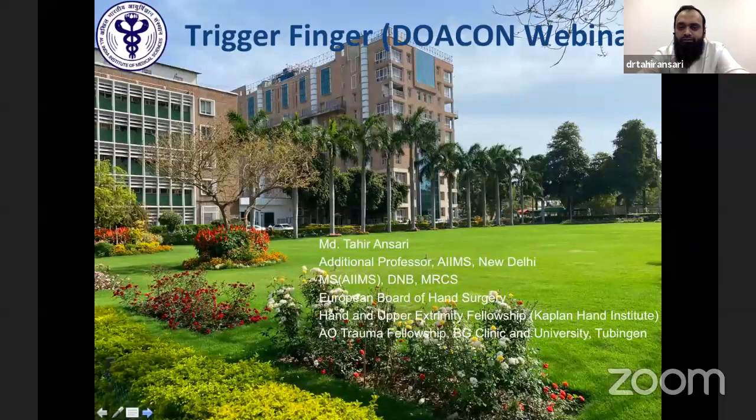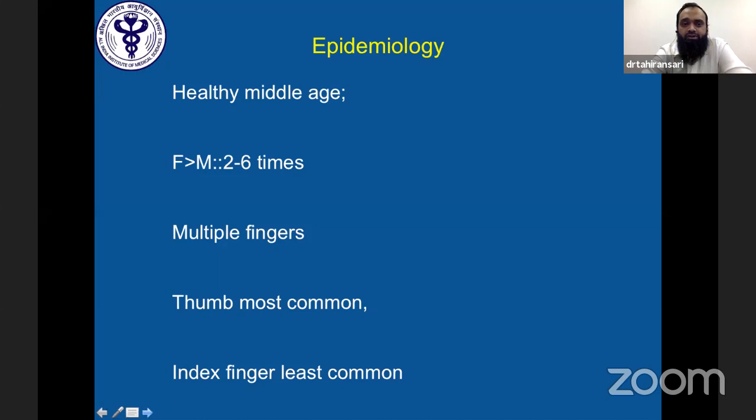It's a very important and learning platform for everybody. Trigger finger is considered an important topic, because according to the American Association for Hand Surgery, it's mandatory to train the residents for this procedure. So it becomes very important for residents to know how to do it and to know everything about it. It happens in healthy middle-aged people, around 40 to 50 years.